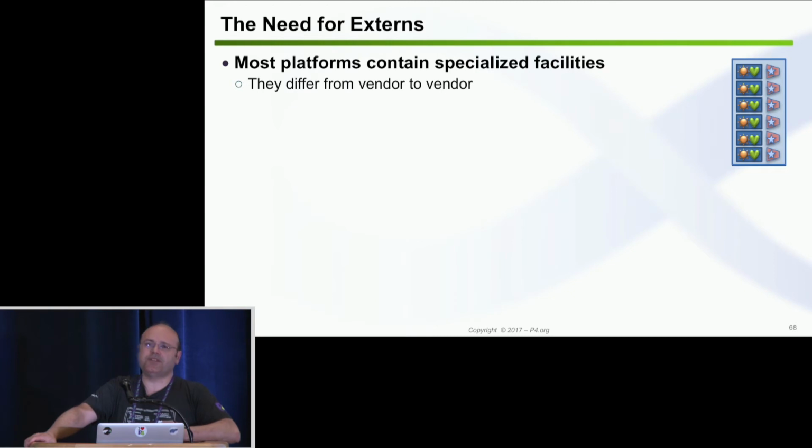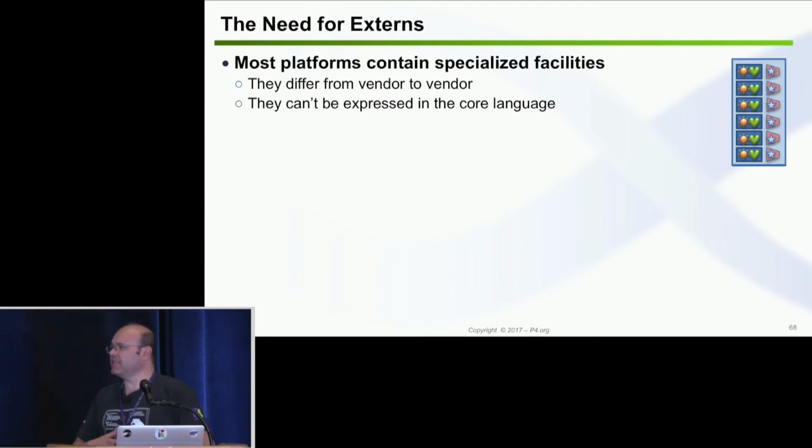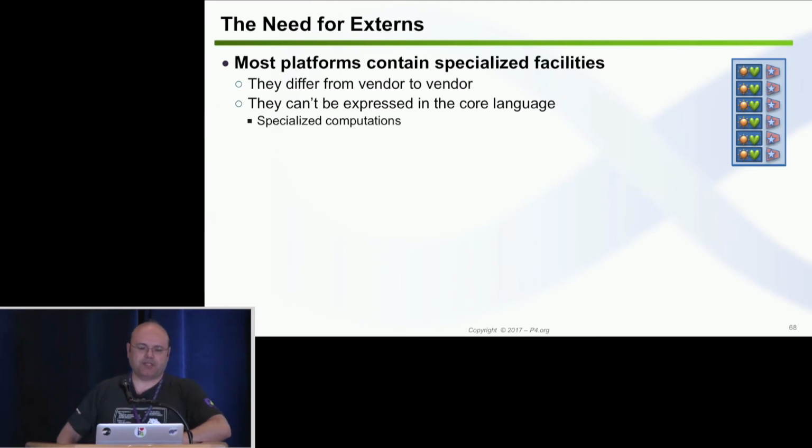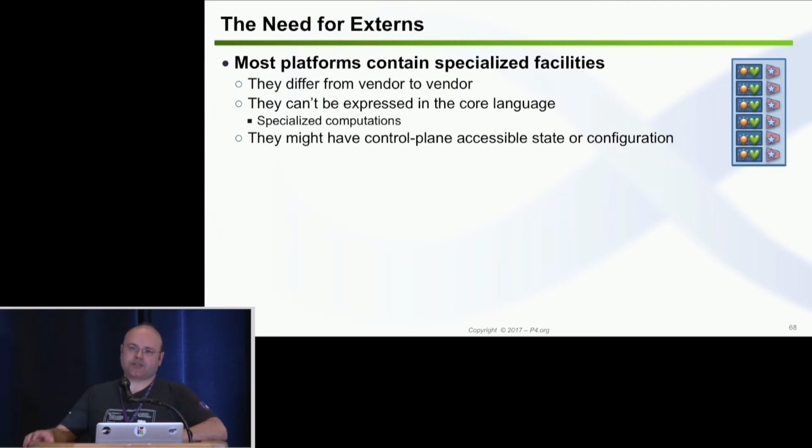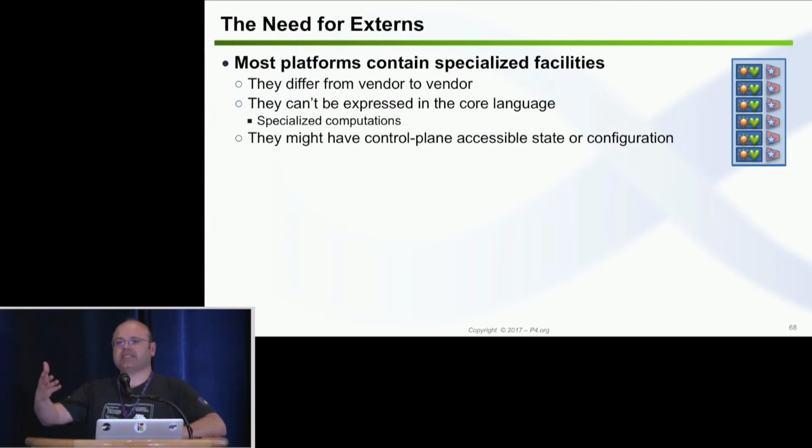First of all, they're very different from vendor to vendor. Different vendors provide different things, right? As I mentioned, you cannot really express them in the core language because they perform some difficult computation and so on. And the other thing that we'll talk about extensively is they might also have a special state that is accessible by the control plane. So tables have such a state, but externs can have state too.